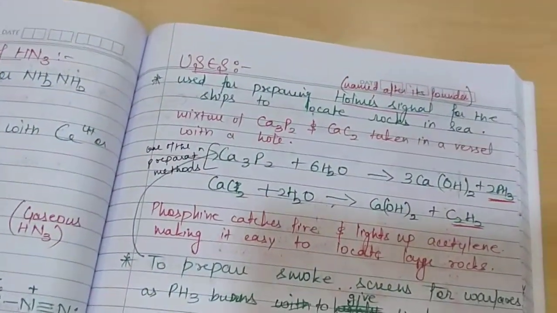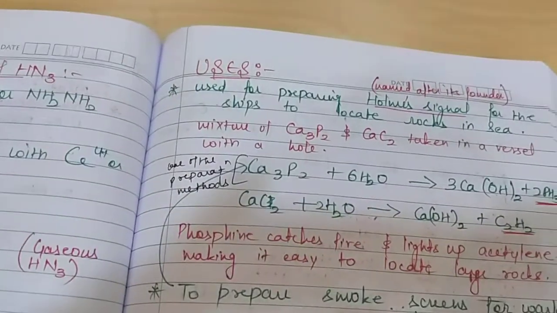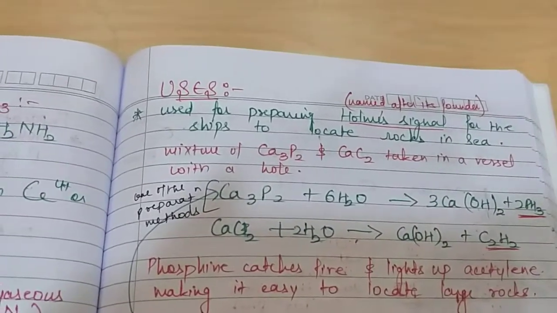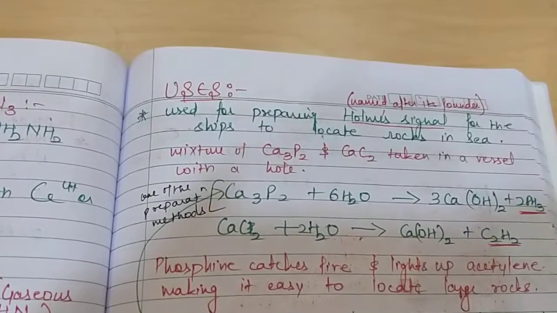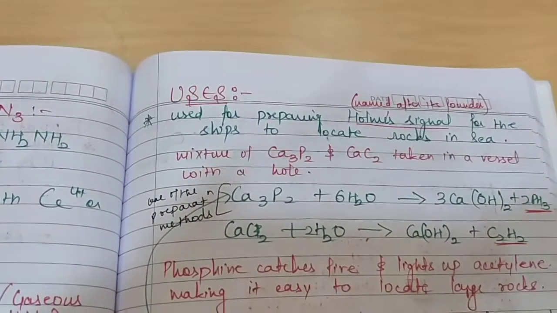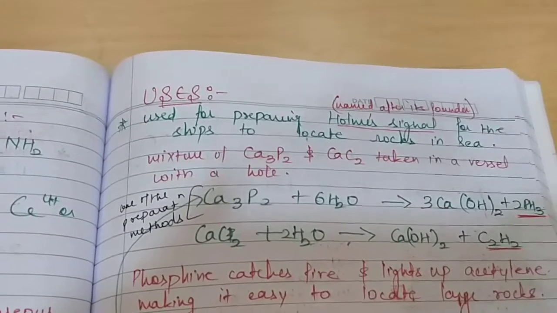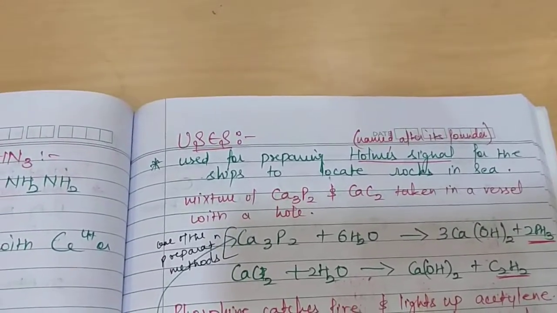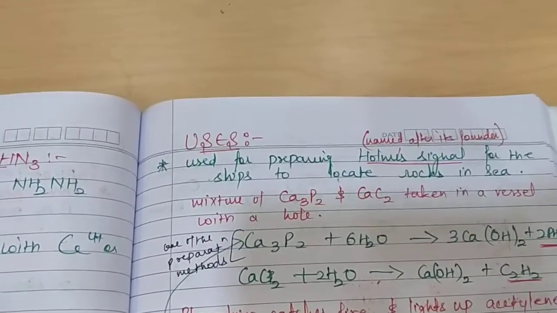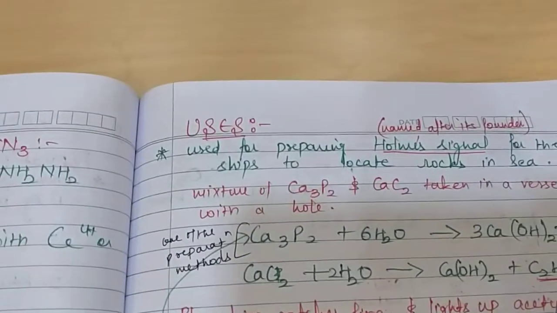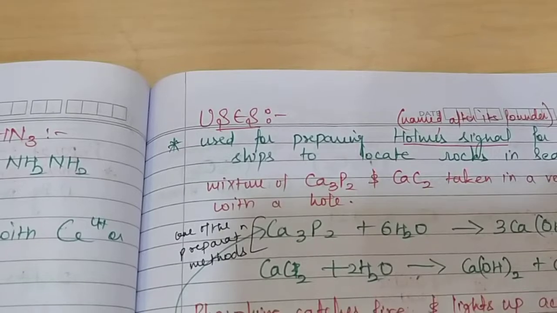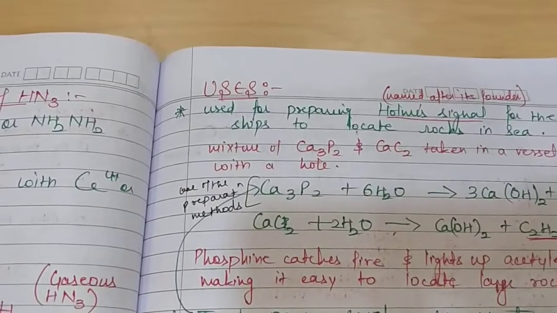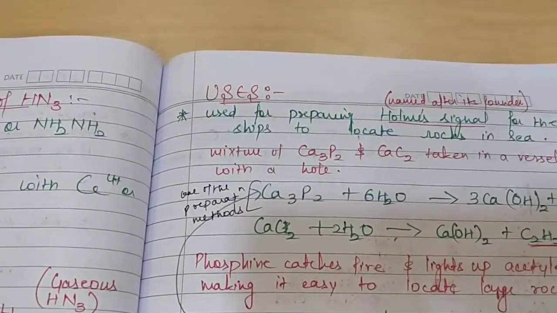The most important use for phosphine is that it is used for preparing Holmes signals. Holmes was a scientist, and this method is named after its founder, Holmes. So what are Holmes signals? This is used for ships to locate rocks in the sea. Whenever people travel through ships, when they need light to locate the rocks present on their way, what they do is create light there in the sea water using Holmes signals.